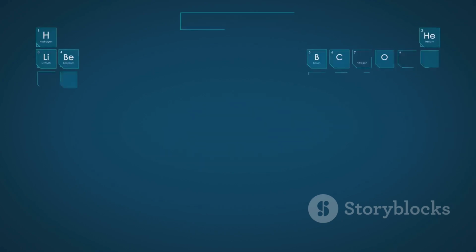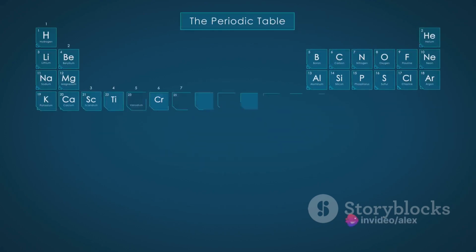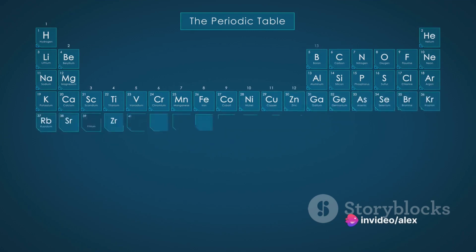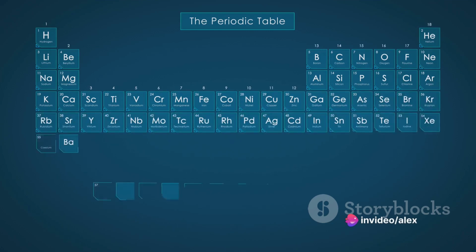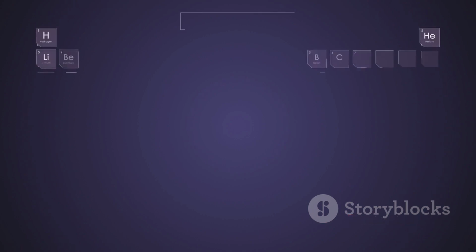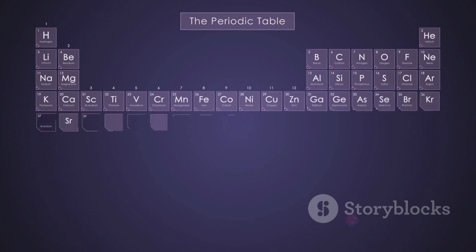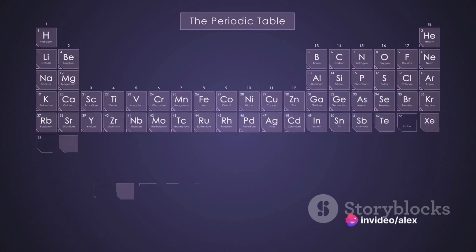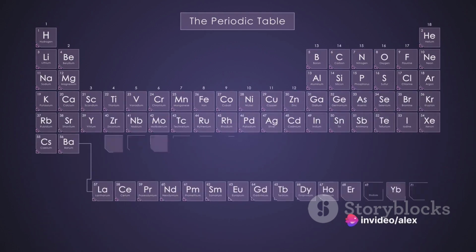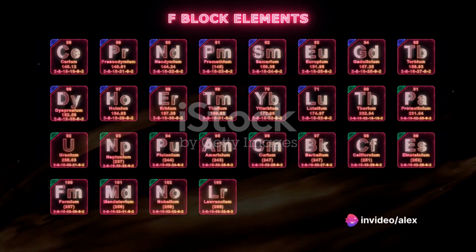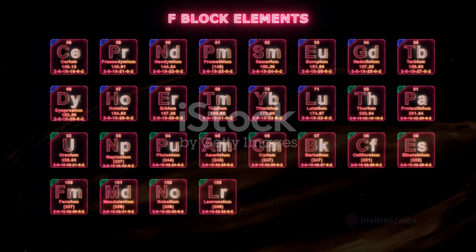Now let's take a closer look at how the table is laid out. The elements are organized into rows and columns, known as periods and groups, respectively. The periods, or horizontal rows, indicate the energy level of an atom's outermost electrons. As you move from left to right across a period, the atomic number increases, which means the number of protons and electrons also increases.